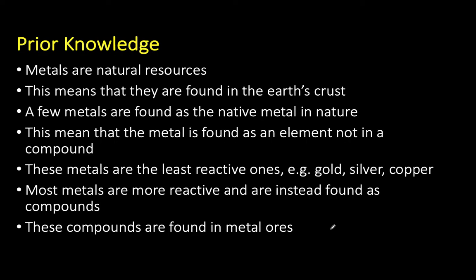Metals are natural resources, which means they are found in the Earth's crust. Few metals are found as the native metal in nature, which means you just find it as a pure metal. This means that metal is found as an element, not in a compound. Now, these metals are your least reactive ones, things like gold, silver, copper. Most metals, though, are more reactive, and they instead are found as compounds, and these compounds are called metal ores.